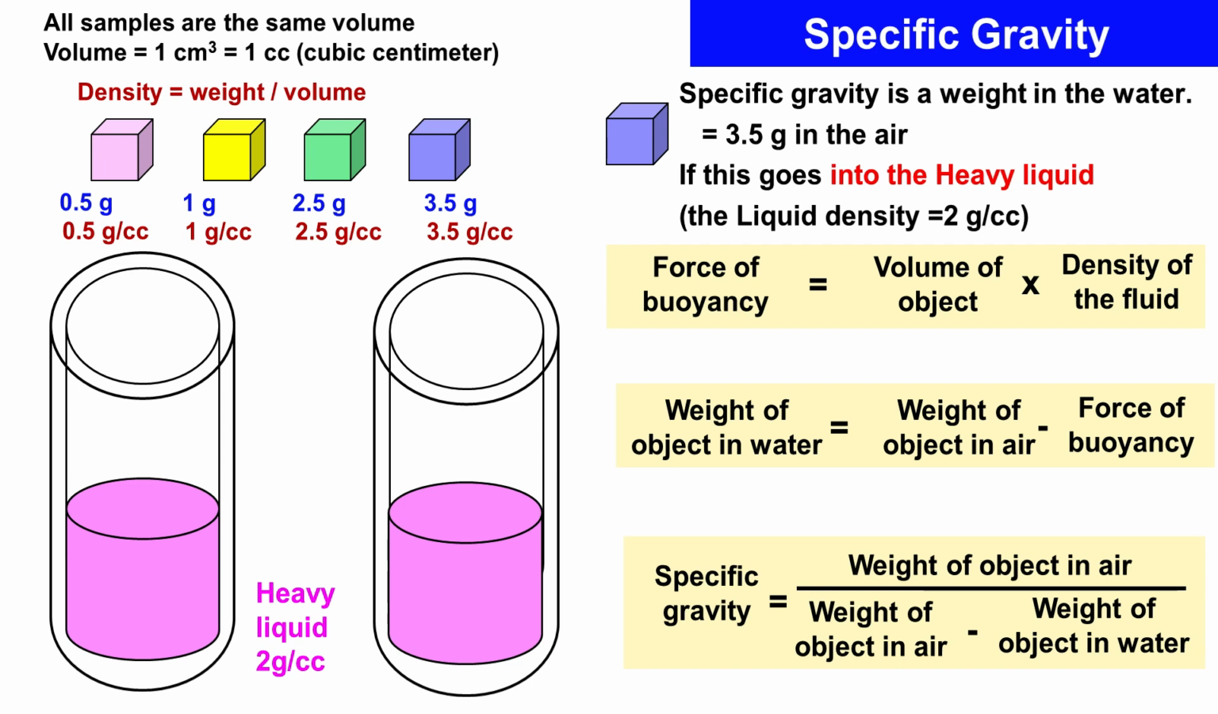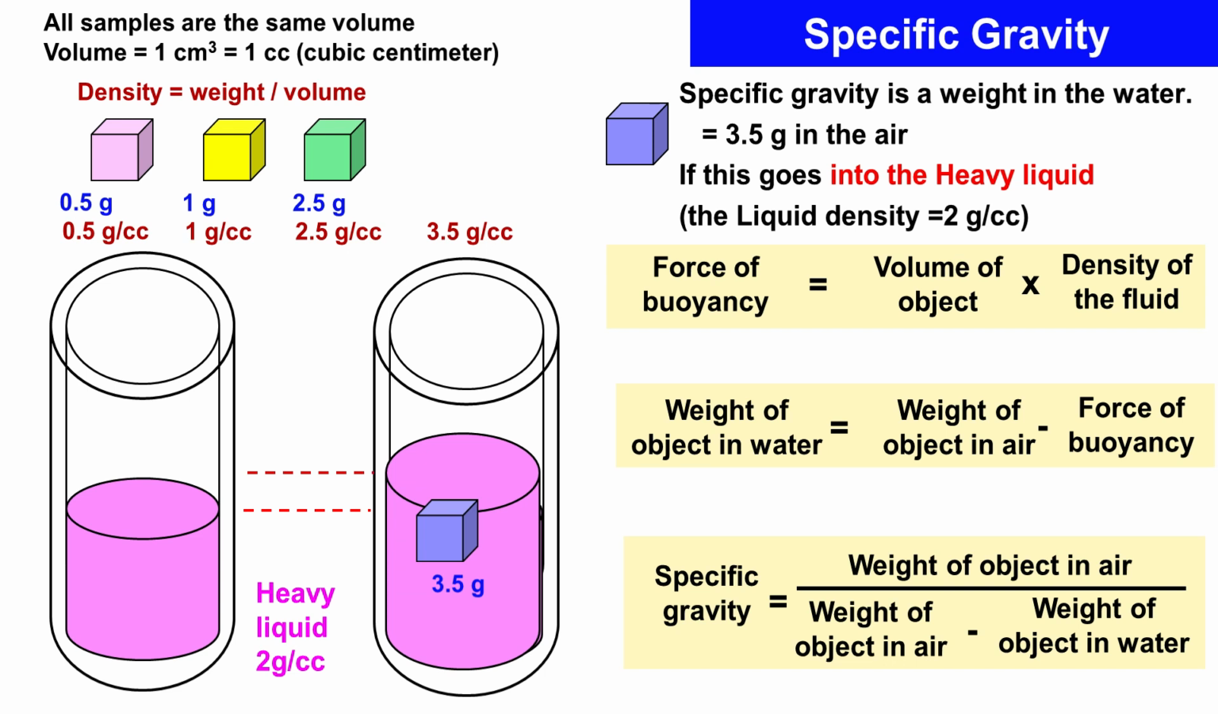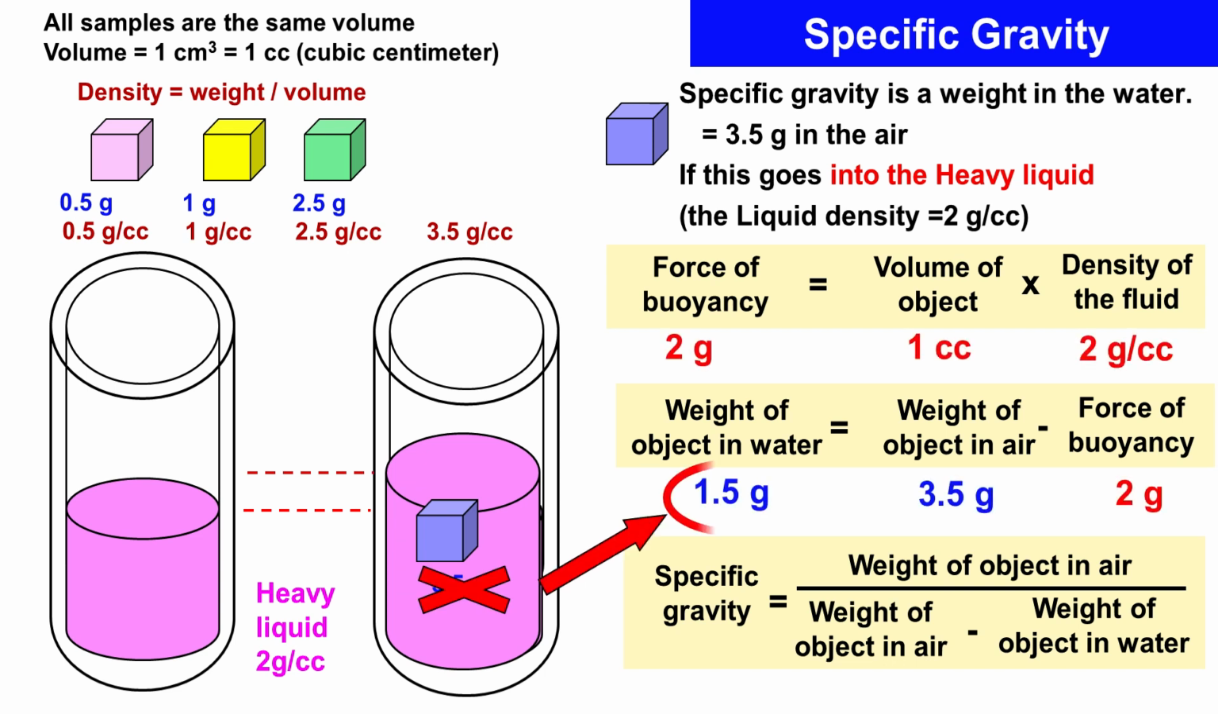Now, the different case. Here is the heavy liquid, not water. The density of the heavy liquid is 2 gram per cubic centimeter. The force of buoyancy is 2 gram. The specific gravity, again against the heavy liquid, is 1.75 for this block in the heavy liquid, not water.